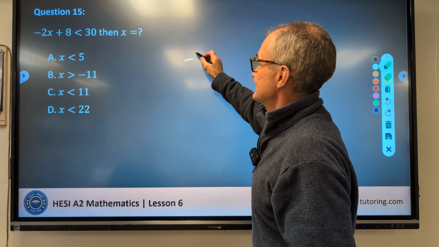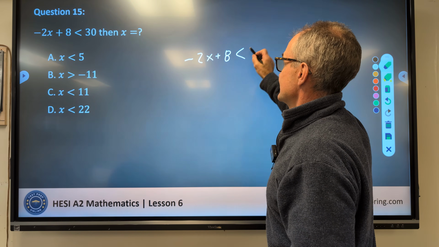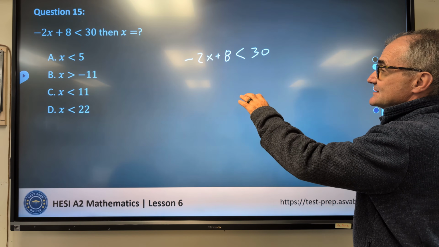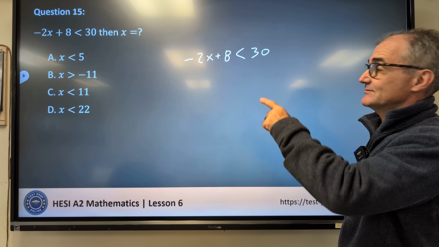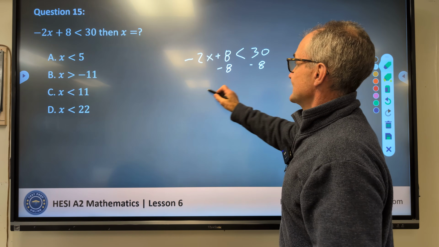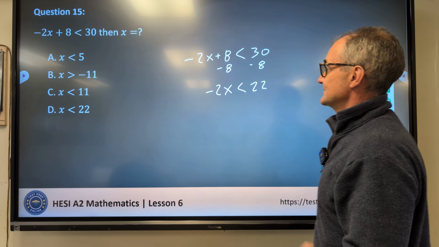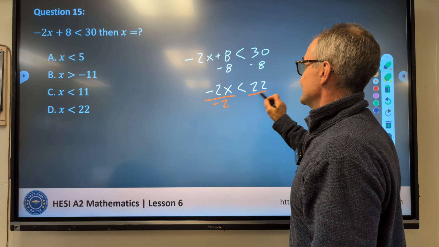So I have negative 2x plus 8 is less than 30. So I treat it just like an equation with that one exception. If I multiply or divide by a negative, I flip the sign. So I'm going to subtract 8 from both sides. Negative 2x is less than 30 minus 8, 22. Here it is right here. I am dividing by negative 2.